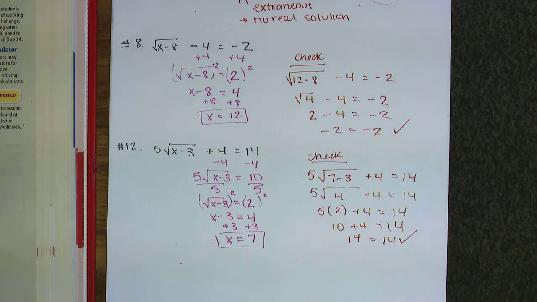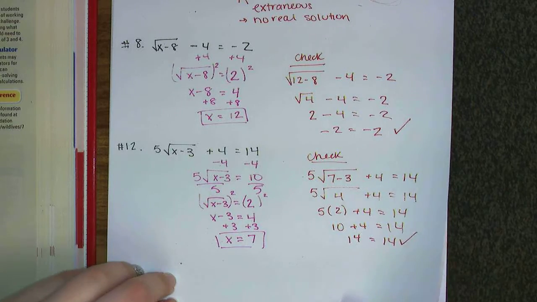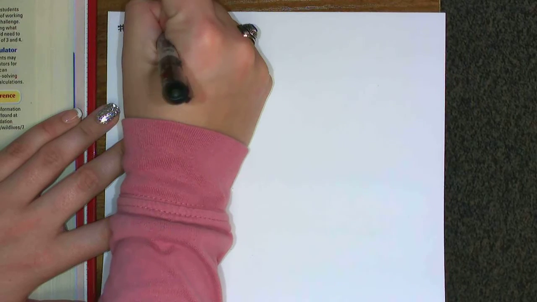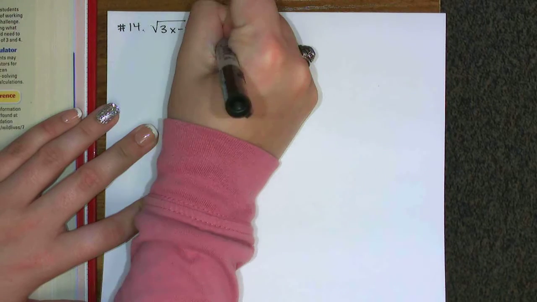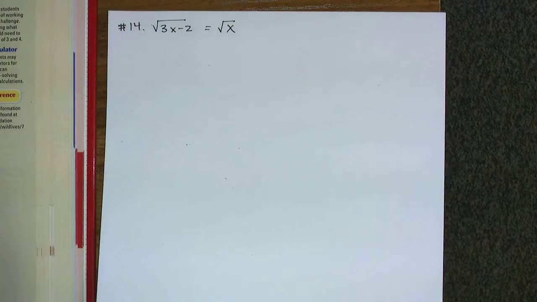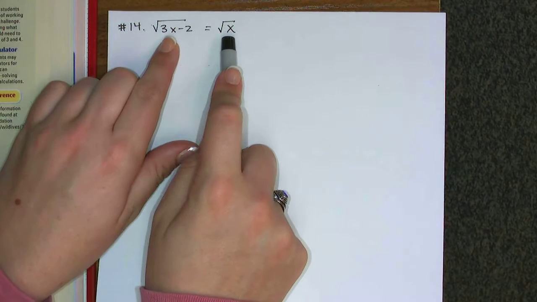All right. So now we're going to look at something a little different. It follows the same process, but it is a little different. We have the square root of 3x minus 2 is equal to the square root of x. Well, now you're probably sitting there wondering, what do I do? Because I have an x on both sides and they're both in a square root.